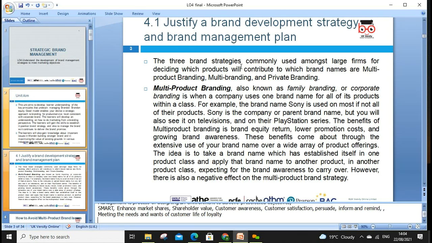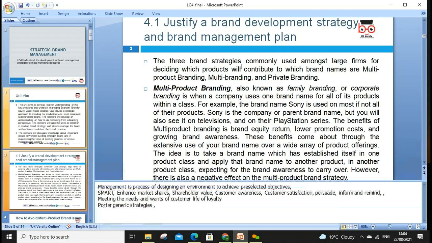Okay, so what is the strategy? The strategy means an action plan. So we learned about Porter's generic strategies. Does anyone know Porter's generic strategies? Michael Porter, a great scholar, gave the generic strategies. What are those? We can look around and do research on it.